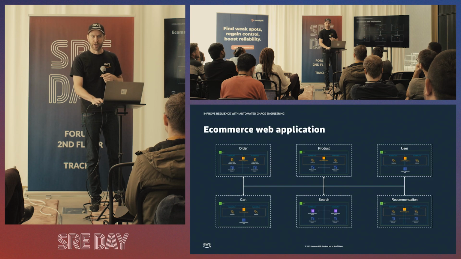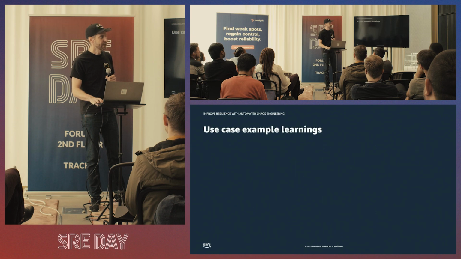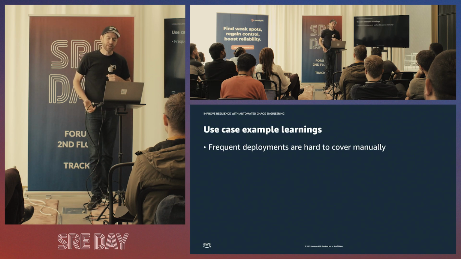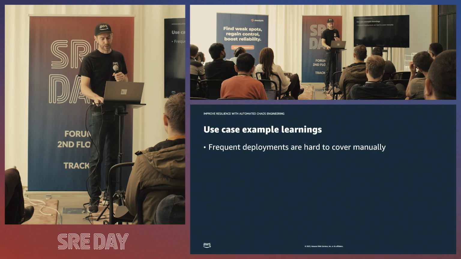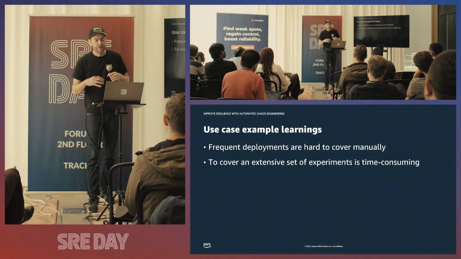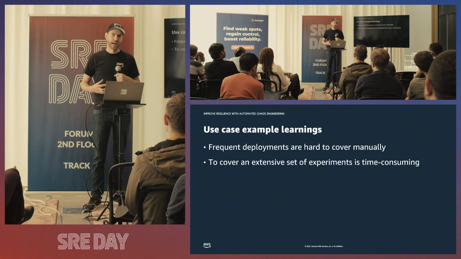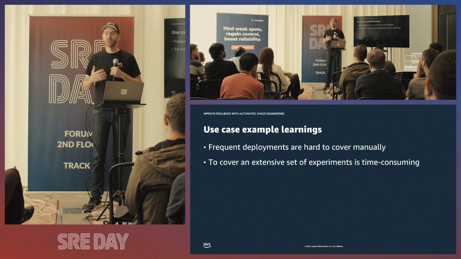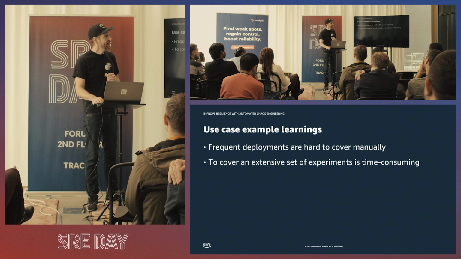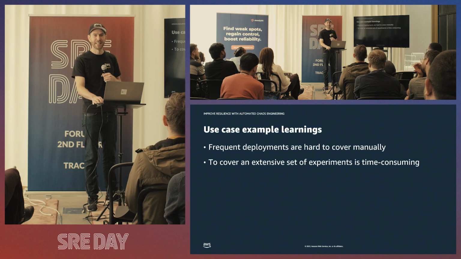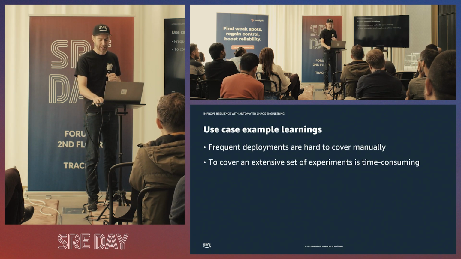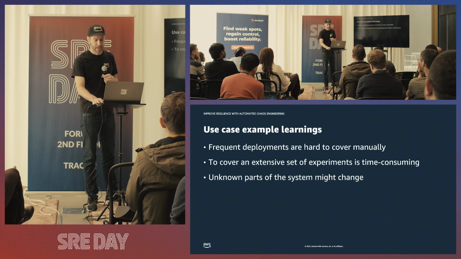And this is also hard to cover. We don't know exactly what's changing within the application, just creating this mental model of the system. So with frequent deployments in the system, it's hard to cover manually with chaos engineering experiments. And covering the extensive set of experiments needed to make sure that our system is resilient to failure is also time-consuming. This is perhaps time that teams want to spend on doing other things, perhaps creating new features.